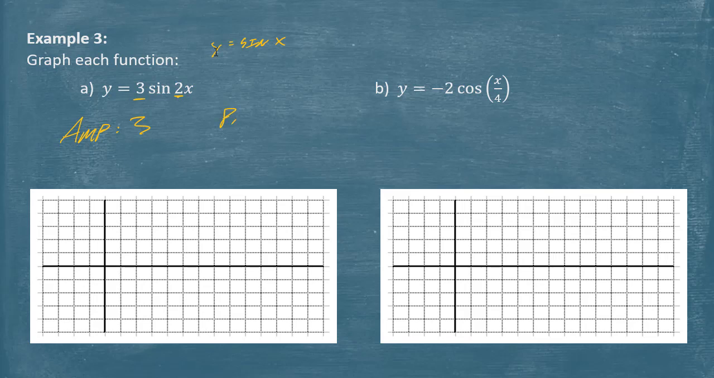So my period in this case will likely become something other than 2 pi. And from the previous slide, or 2 previous slides ago, I guess it was, hopefully we can remember that the formula should be 2 pi divided by the b value. So for this one, it would be 2 pi divided by 2, which actually equals just pi.